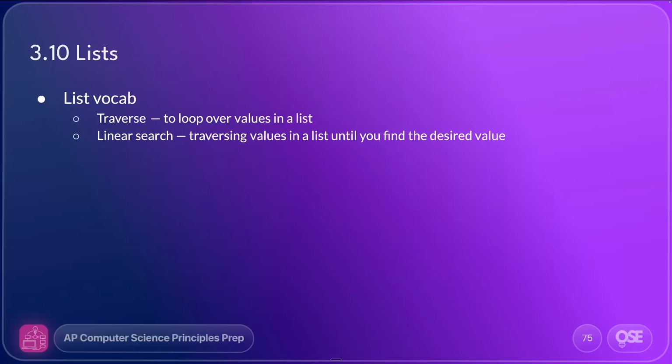Some list vocab that you have to know is traverse. It means to loop over values in a list. And linear search. It means you move through values in a list until you find a desired value.